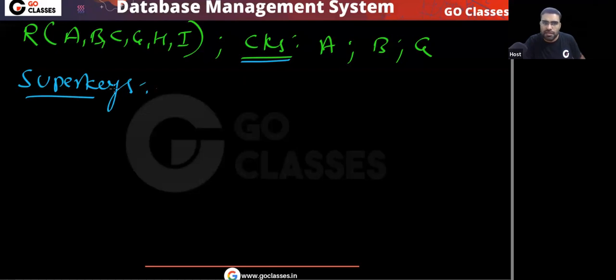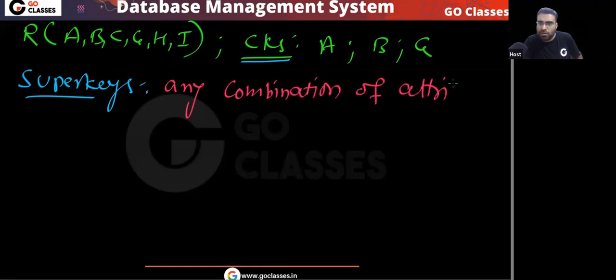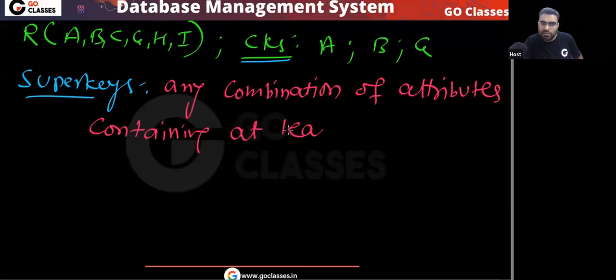A super key will basically be any combination of attributes containing at least one of the candidate keys. Yes or no? Is this clear? Please tell me.